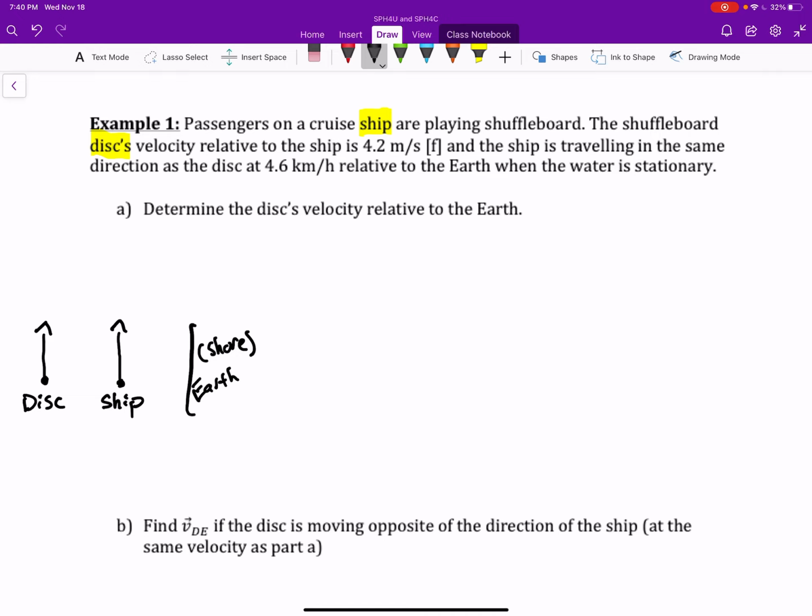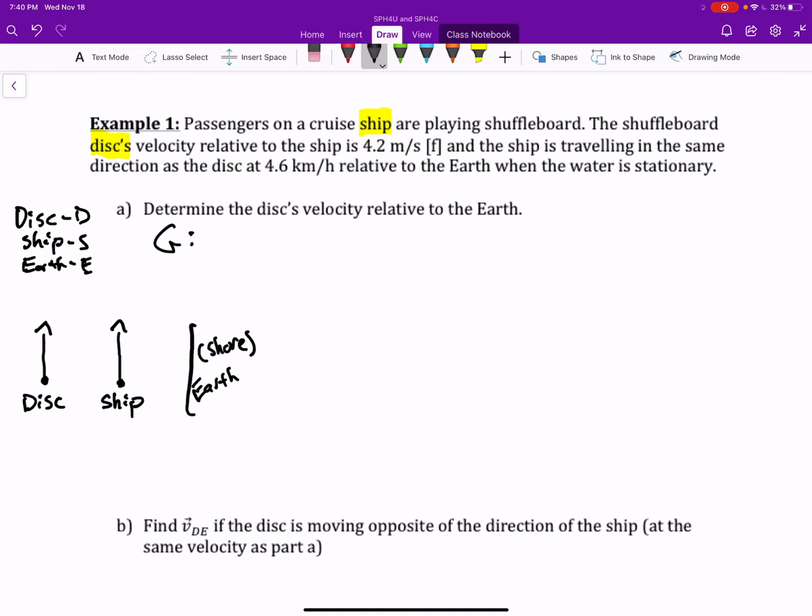Let's just get a couple of shorthand notations. Let's just say that disc we'll just say is D, ship will be S, and then Earth will be E. Always handy to have an Earth, because obviously there's Earth all around us, or there's ground all around us, so that's a very handy reference point to include, so we'll see the capital E used in a lot of these questions. What are we given in the question?